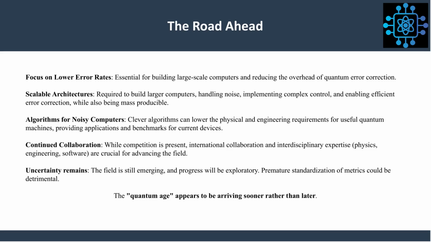Lowering error rates is crucial for scaling quantum computers, reducing error correction overhead. Scalable architectures must handle noise and complex control while being mass-producible. Algorithms tailored for noisy computers can optimize current devices. International collaboration across physics, engineering, and software is vital. Despite uncertainties, the quantum age is approaching rapidly.